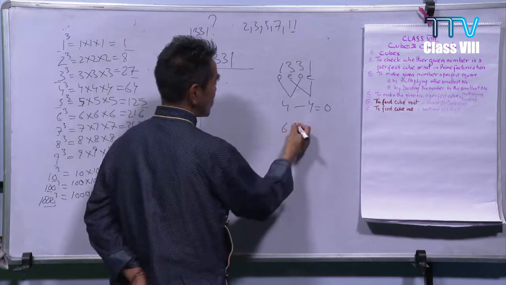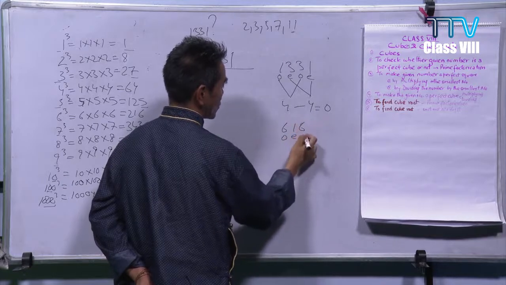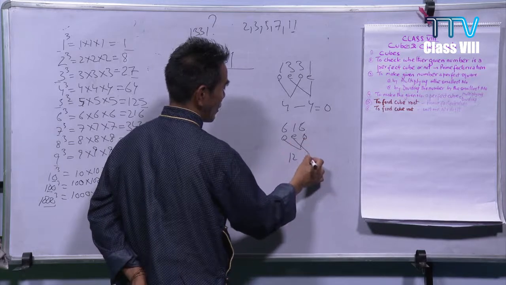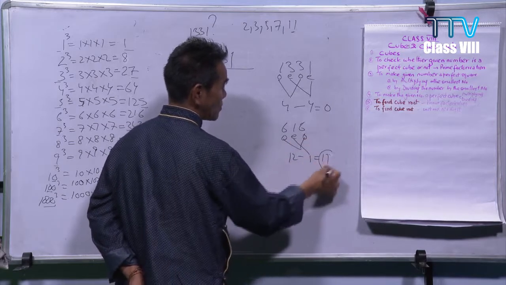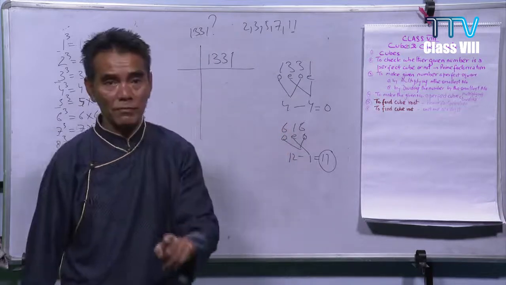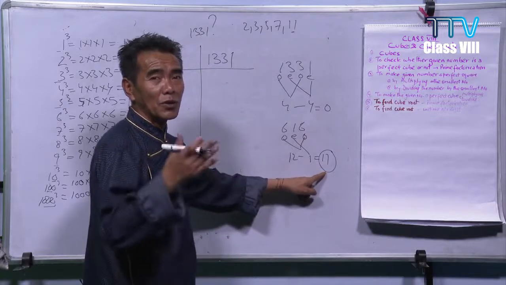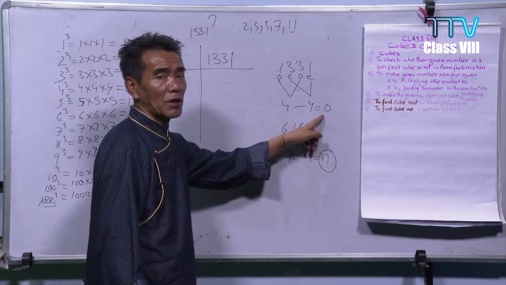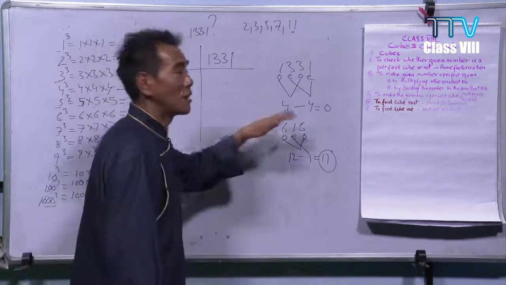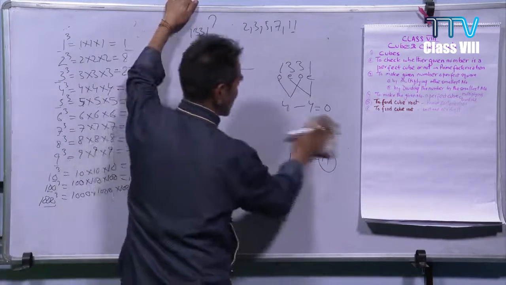For example, take 616. This is odd, even, odd. You add the odd digits, you get 12, and the even digit is 1. The difference 11 is a multiple of 11, so 616 is divisible by 11. The multiples of 11 are 11, 22, 33, 44. The difference for 1331 is 0, so this number 1331 is divisible by 11.